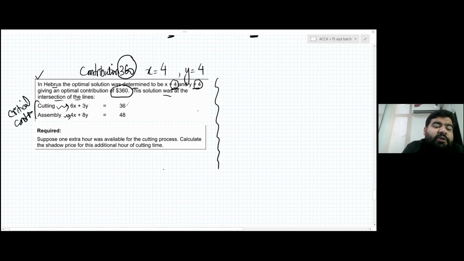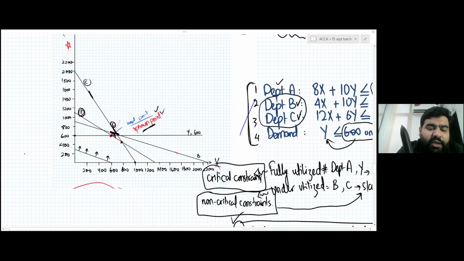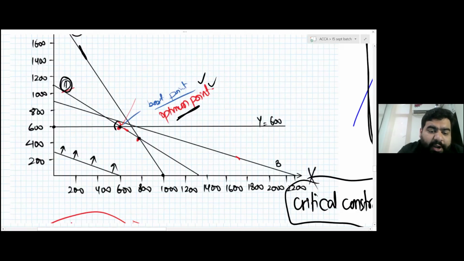Sometimes students ask me why these are critical constant, how we come to know that these are critical constant. Obviously it's written optimal contribution, and the optimal contribution is always calculated using the equations that are critical constant. If I show you this graph, we are using this optimum point, right? Optimum contribution will be calculated at this point, and the two lines intersecting from this point are actually critical constants. Like here, department A and demand of Y, they are critical constant.